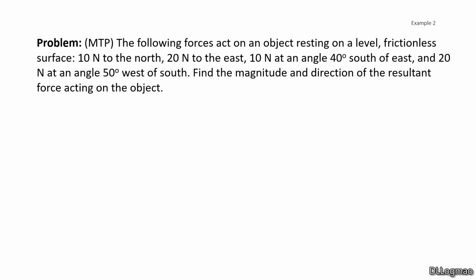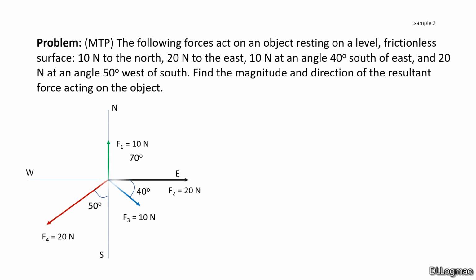The following forces act on an object resting on a level, frictionless surface: 10 newtons to the north, 20 newtons to the east, 10 newtons at an angle 40 degrees south of east, and 20 newtons at an angle 50 degrees west of south. Find the magnitude and direction of the resultant force acting on the object. This is the illustration of the forces acting on the object. Notice that the direction used in the forces is a combined angular and wind direction.